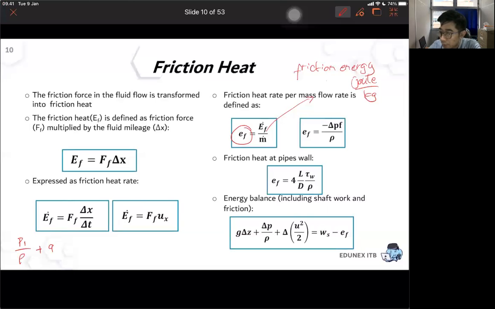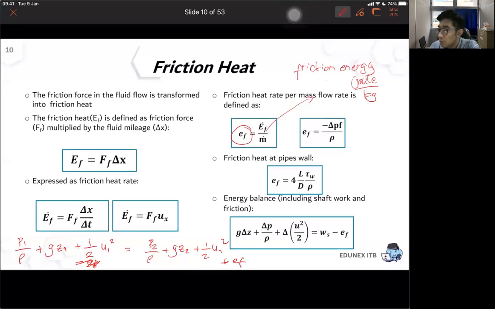And then for the potential energy, it will be g times z. And for the kinetic energy, it will be half times velocity squared. And then for the other point, it will be the same. Okay, so if you put EF on the left side, it should be with the minus sign. But if you put EF on the right side, it should be plus sign.